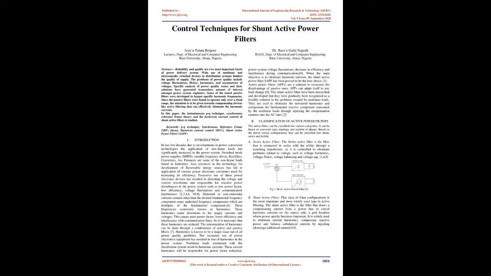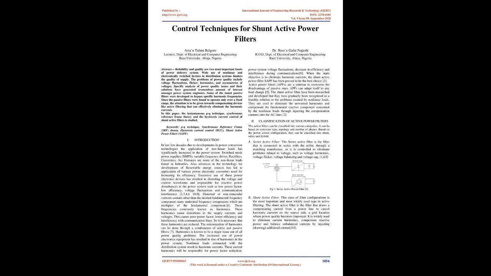Control techniques for shunt active power filters. Reliability and quality are two most important facets of power delivery system. Wide use of nonlinear and electronically switched devices in distribution systems hinders the quality of supply. The problems of power quality include voltage fluctuations, flicker, harmonics, and asymmetries of voltages. Specific analysis of power quality issues and their solutions have generated tremendous amount of interest amongst power system engineers.